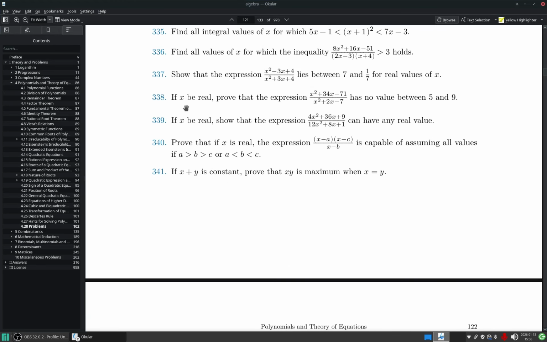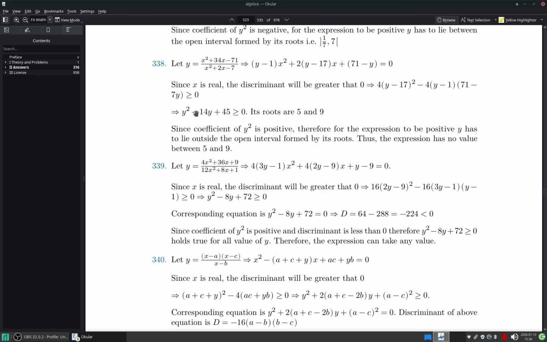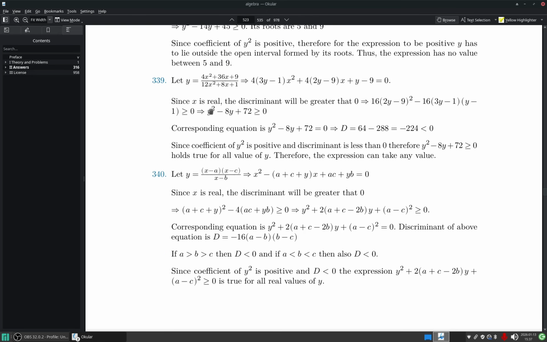Now we solve question 338. If x is real, prove that the expression (x square plus 34x minus 71) by (x square plus 2x minus 7) has no value between 5 and 7. Like the last problem, what we do is we let it be equal to y. We write the equivalent equation 4 into (3y minus 1) into x square plus 4 into (2y minus 9) x plus y minus 9 is equal to 0. Now we find the discriminant. We solve for the discriminant. We get y square minus 8y plus 72 greater than or equal to 0.